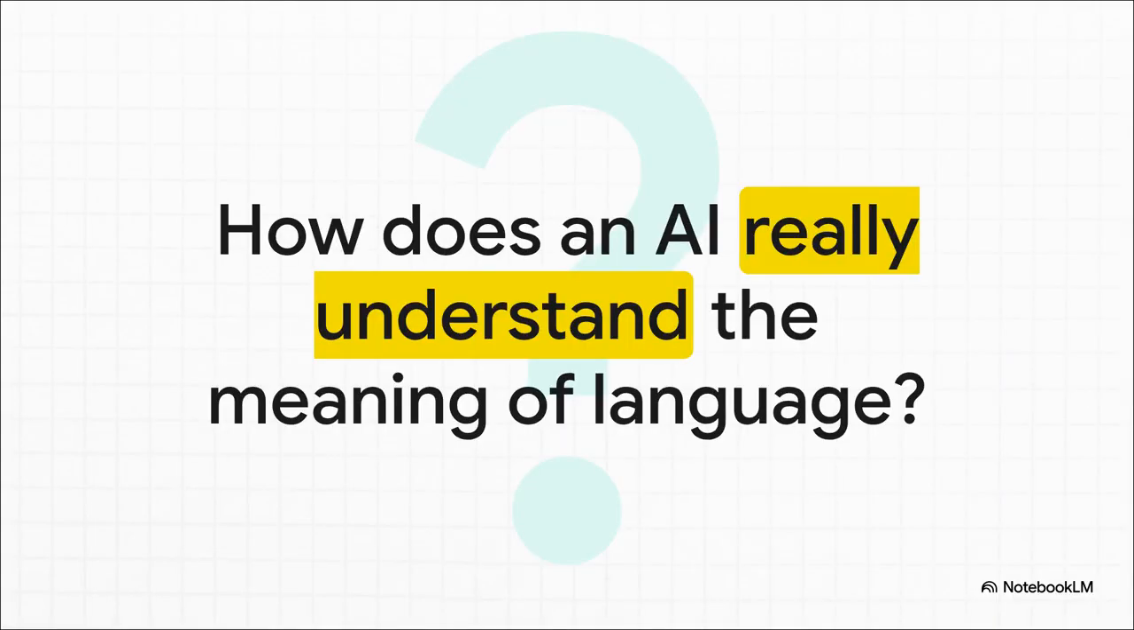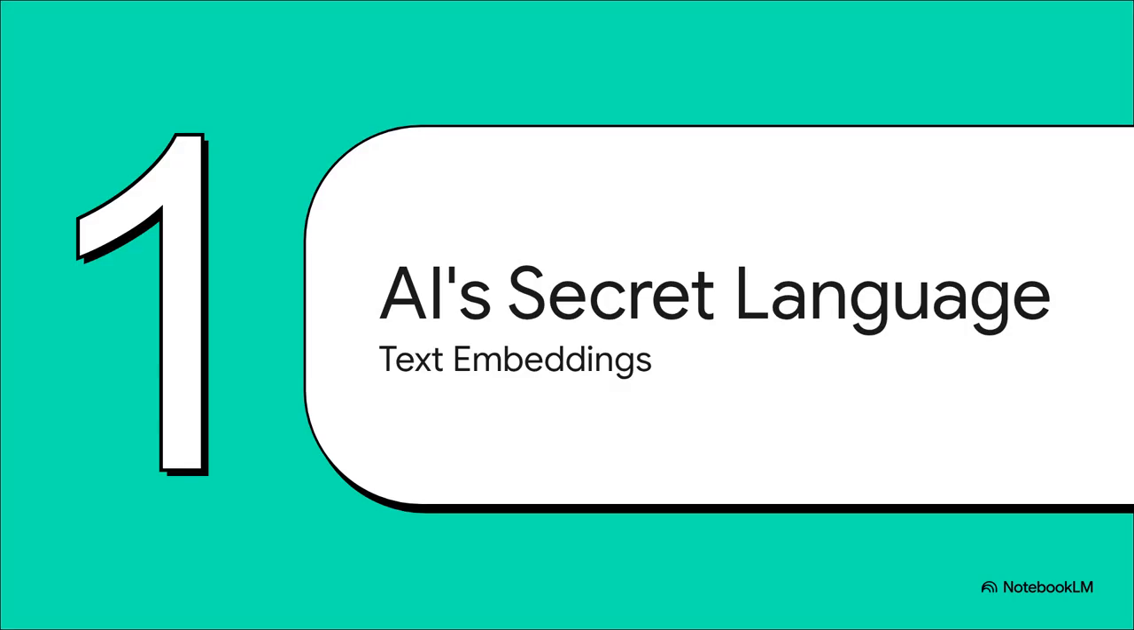So we ask AI to do all sorts of things. Write, summarize, even just chat with us. But have you ever really stopped to think about how it actually understands us? I mean, how does it get the nuance, the real meaning behind our sentences? That's the big question we're going to answer today. And the answer, it turns out, is something called a text embedding.